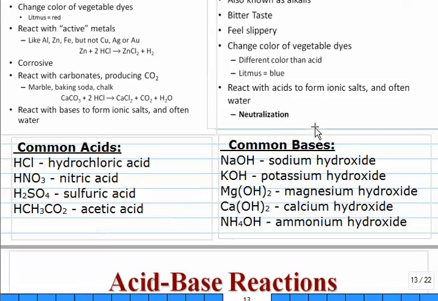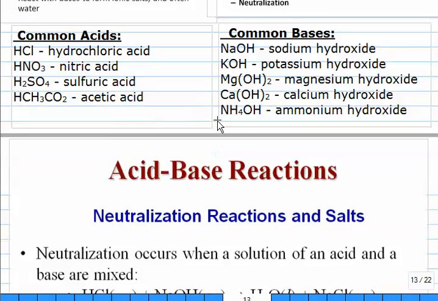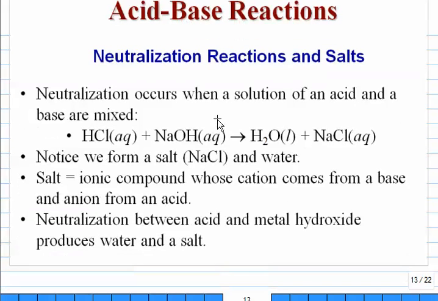Okay, now the common bases all contain hydroxide ions. So we have sodium hydroxide, potassium hydroxide, magnesium hydroxide, and calcium hydroxide, known commonly as hydrated lime, and ammonium hydroxide is another very common one, which is the aqueous form of ammonia. Now, when acids and bases react, they undergo a neutralization reaction. And these neutralization reactions are pretty predictable.